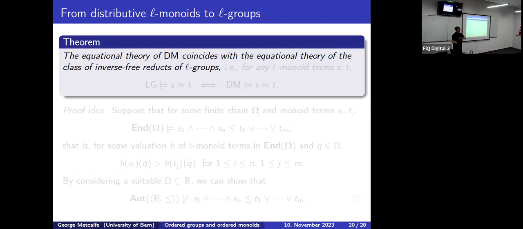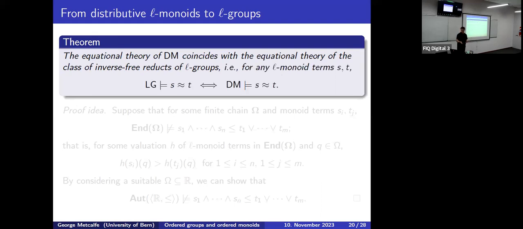What about the correspondence with L groups? So this is the key fact. The equational theory of this class of distributive L monoids is the same as the equational theory of the class of inverse free reducts of L groups. I mean, this inverse free reduct is a bit of a mouthful, but it's always just meaning take an L group and forget about the inverse.